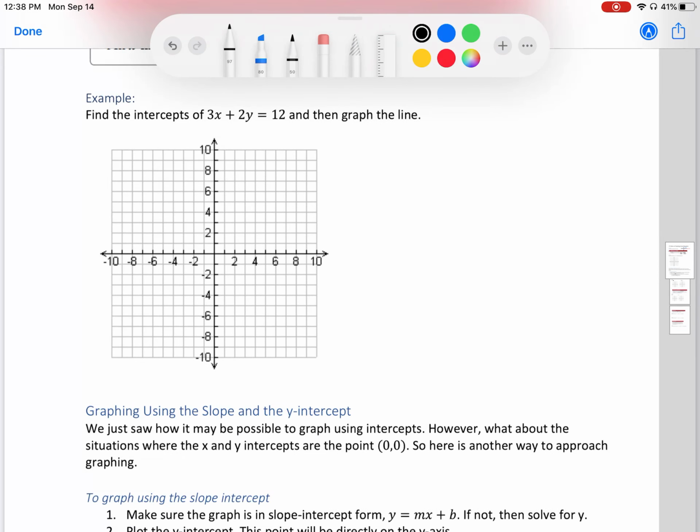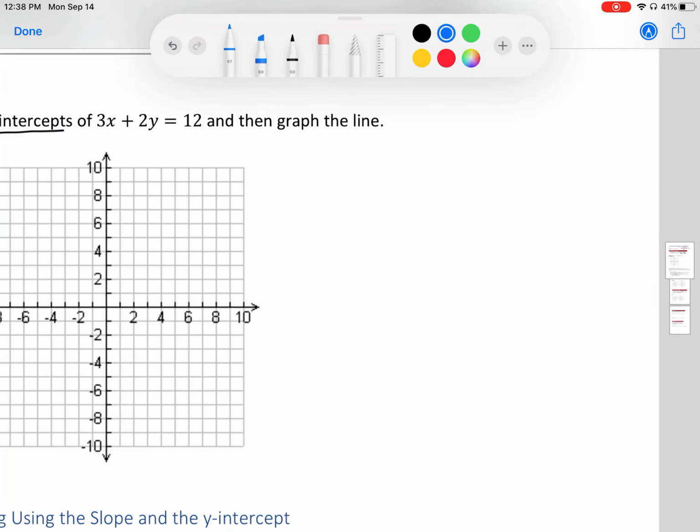And we can also use intercepts to graph. Let's do this in an example. Find the intercepts of 3x plus 2y equals 12, then graph the line. Let's start off by finding our intercepts, since that's what our question is asking for. For our x-intercept, according to our definition right above, we're going to let the other letter be 0. So let y equal 0, and then we're going to solve.